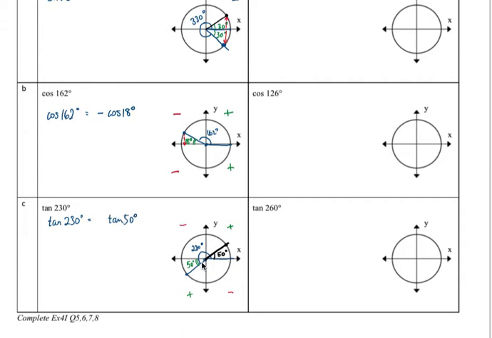And do we have to change it to be negative? Well, we know that in quadrant 3, tan is positive. Therefore, tan 50 is going to be the same magnitude as tan 230, and also they're the same sign. So we don't have to change anything.